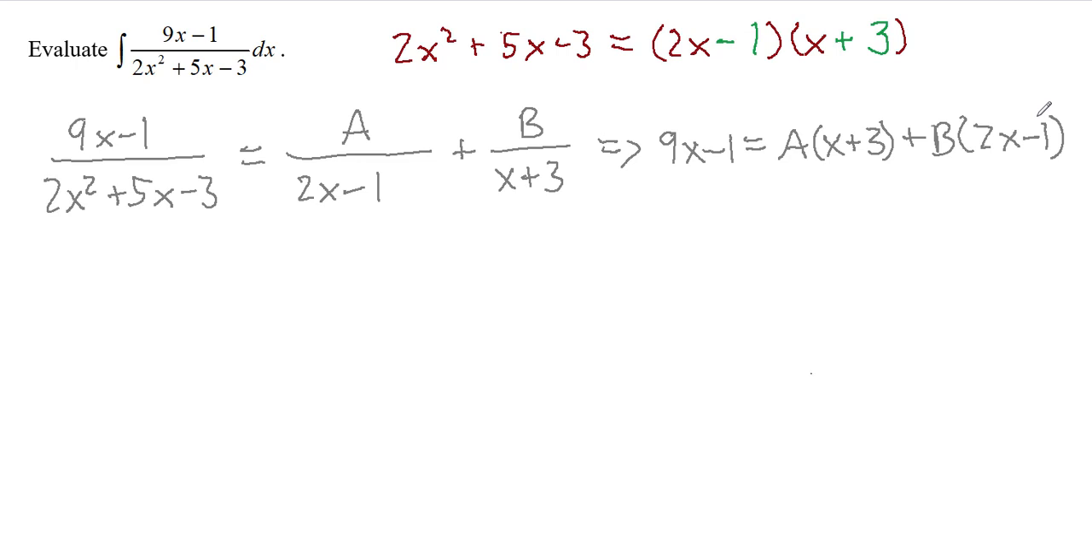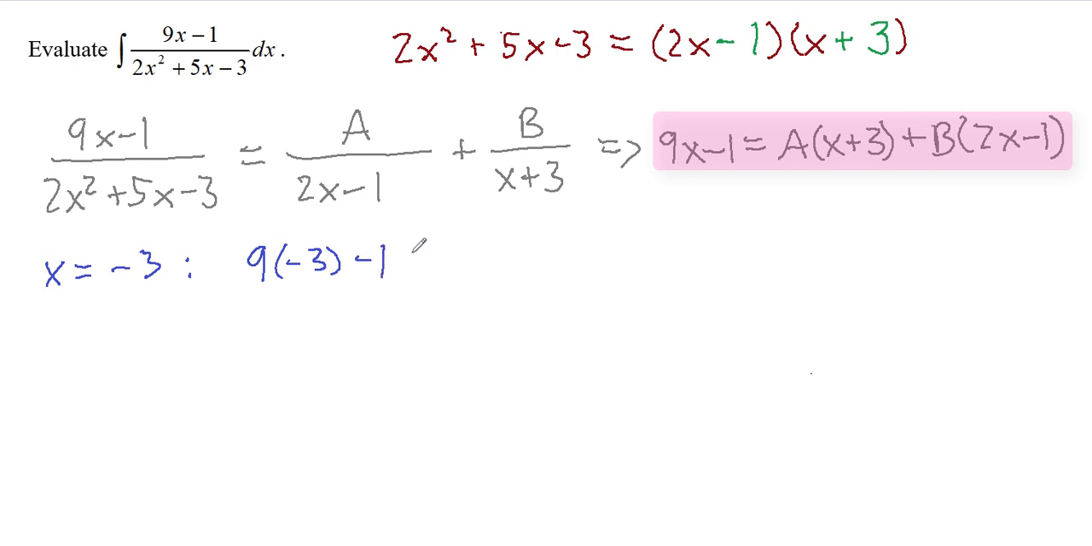There are a variety of ways to proceed from here. For example, guess and check, or setting up and solving a system of linear equations. We will solve by making each linear factor 0 in our equation. We choose x is equal to negative 3. Then our equation becomes 9 times negative 3 minus 1 is equal to, well, the very first term becomes 0 now, b times 2 times negative 3 minus 1.